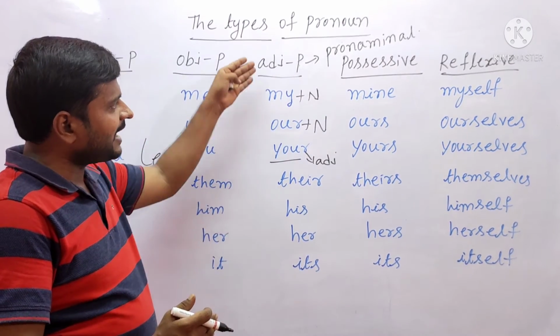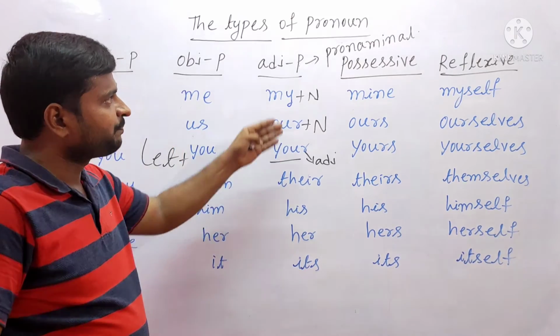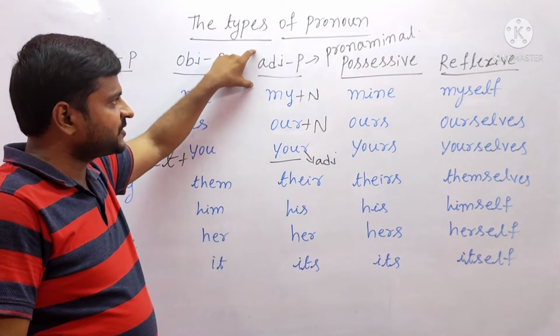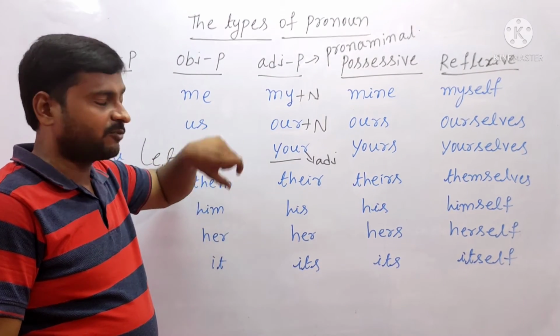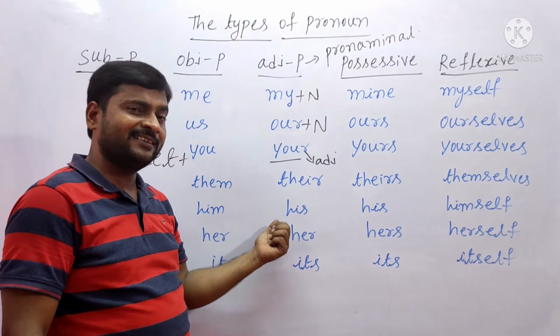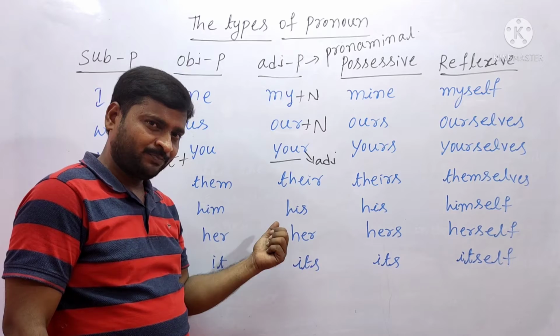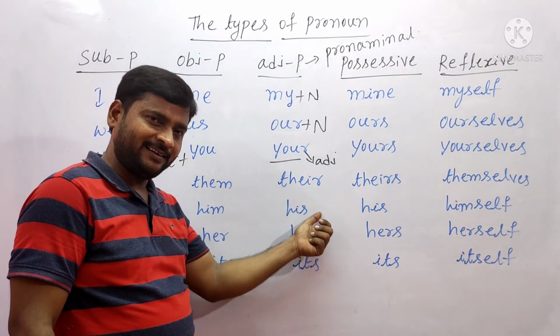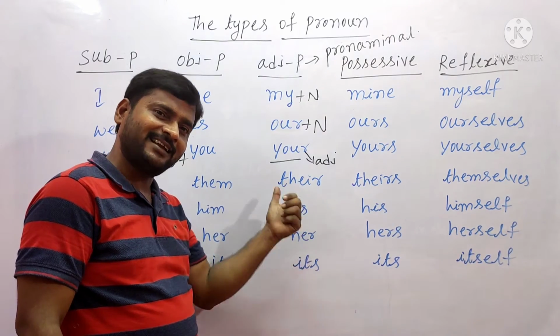Okay, what do you call all these expressions? Pronominal pronouns or adjective pronouns. And one more thing, you see, they don't come alone in the sentence. Please remember this. They come along with a noun. His pen, his mobile, like that.